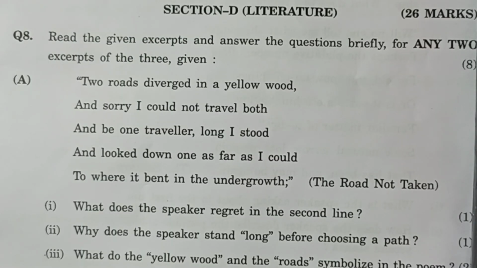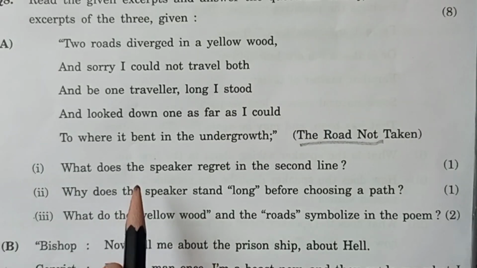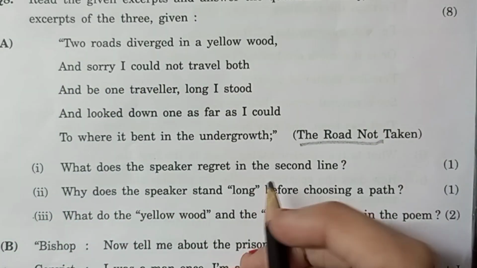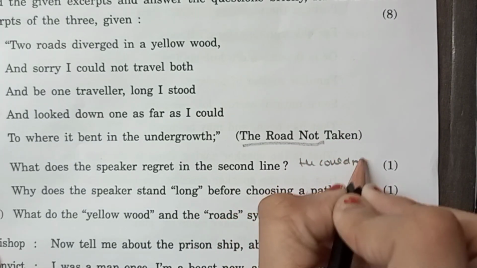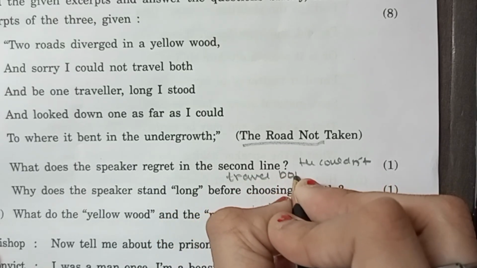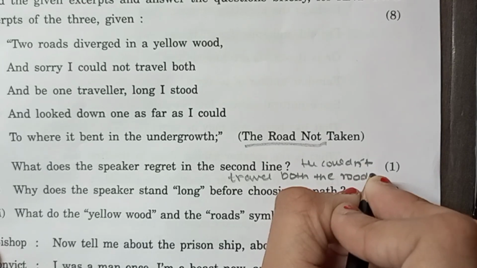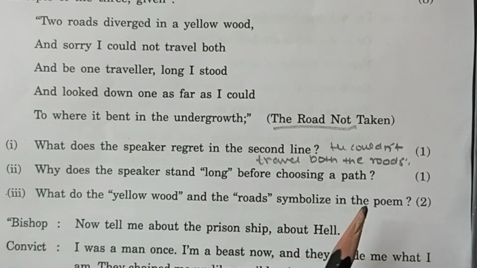Now let's come to section D, the literature part, question number 8. It is from the chapter The Road Not Taken from your book. What does the speaker regret in the second line? And sorry, I could not travel both. So the speaker regrets that he couldn't travel both the roads. This is the keyword which is important to mention. You can write it in your own words. This is what you have to write in this question.